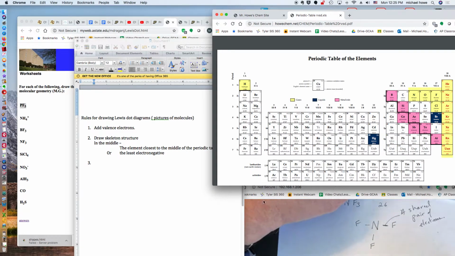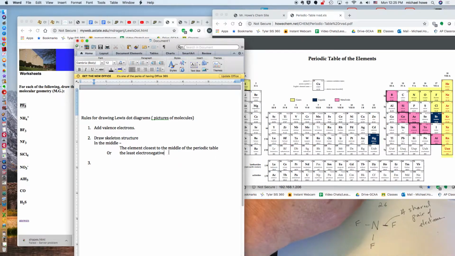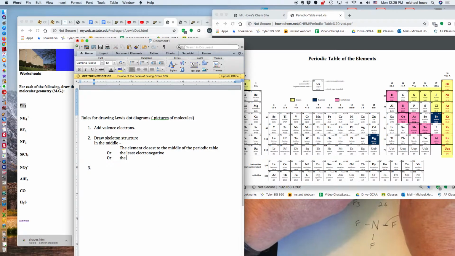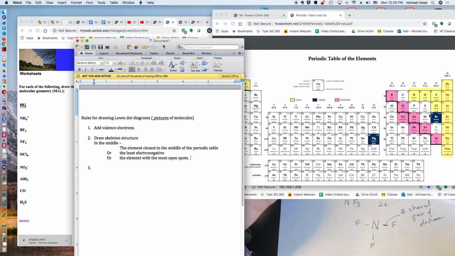Like we have down here. Or the element with the most open spots. So if you look at N, it's got 5 valence electrons, so it would have 3 open spots, but F has 7, so it only has 1 open spot. The one with the most open spots goes in the middle.